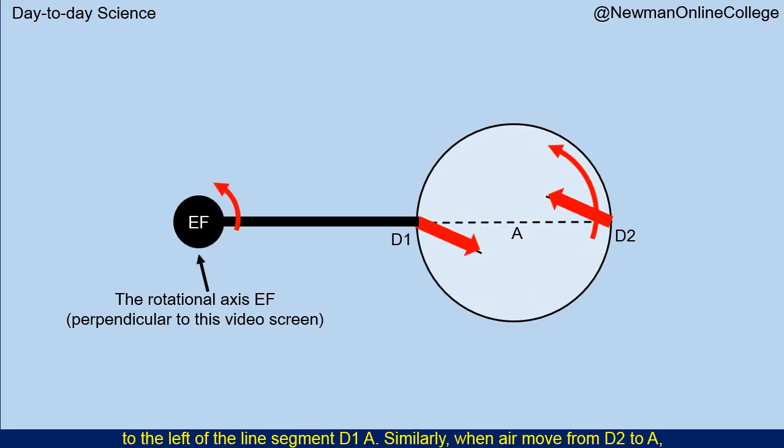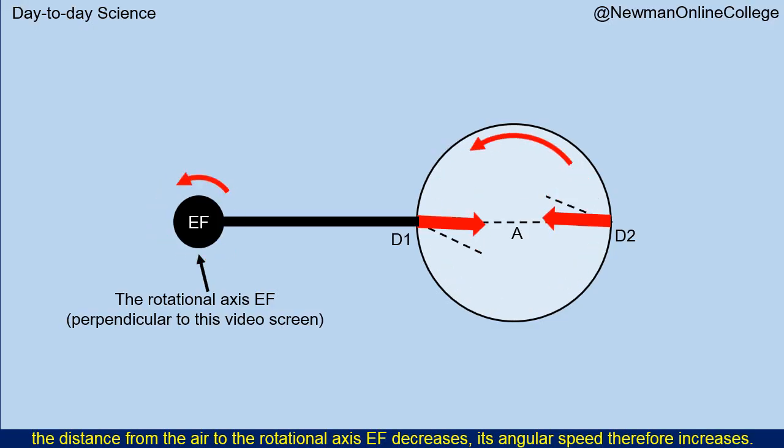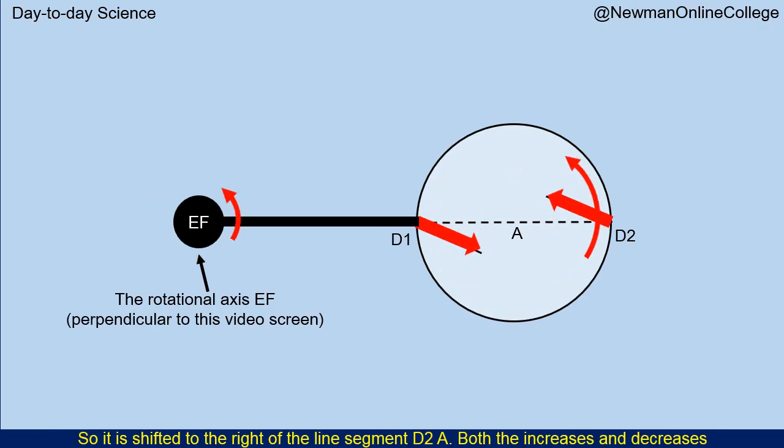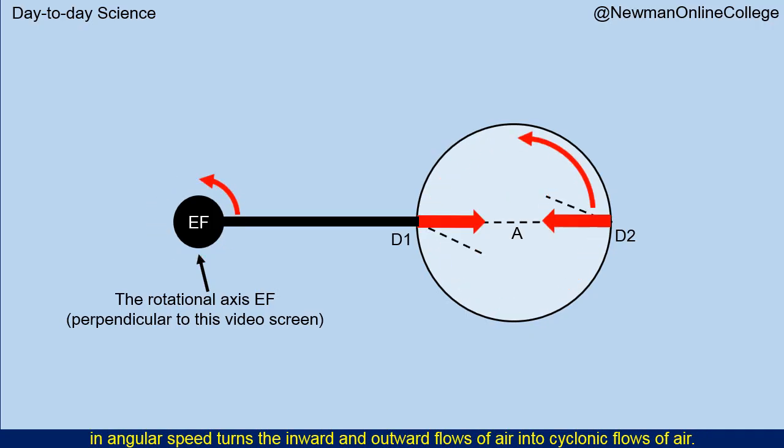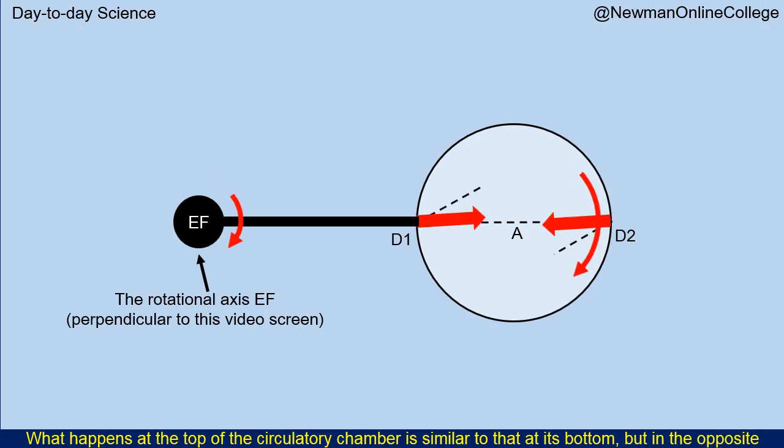Similarly, when air moves from D2 to A, the distance from the air to the rotational axis EF decreases, its angular speed therefore increases. So it is shifted to the right of the line segment D2A. Both the increases and decreases in angular speed turn the inward and outward flows of air into cyclonic flows of air.